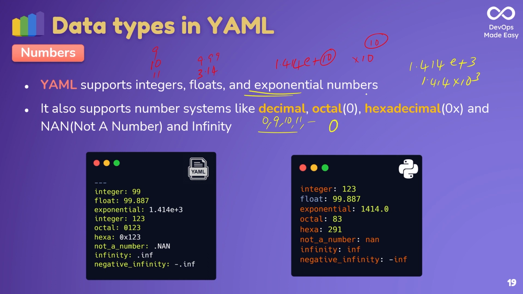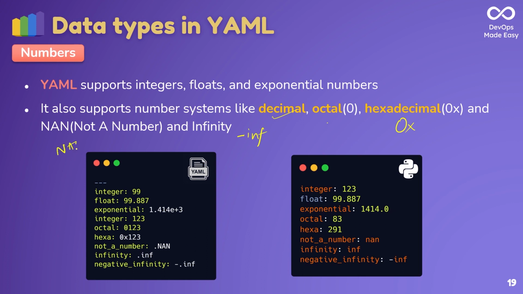That means that if I have to indicate 12 or if I have to indicate 7, it should be 07. So we have number systems like octal, hexadecimal, binary and decimal systems, and these can also be mentioned in YAML. For hexadecimal systems, we use 0x as the starting value. We can also have infinity in the form of INF for positive infinity, minus INF for negative infinity, and for not a number, we can have the NaN value.